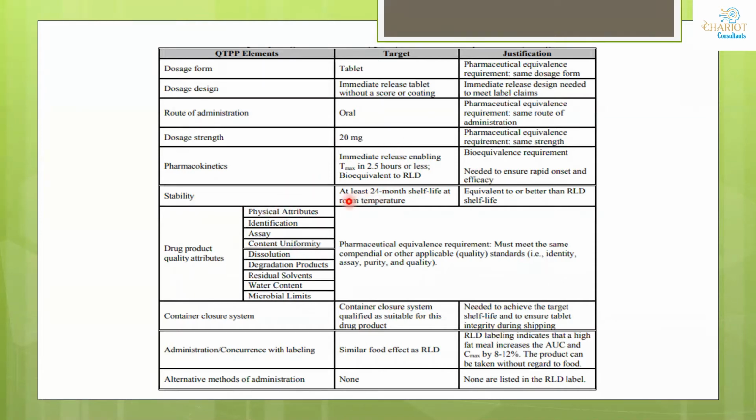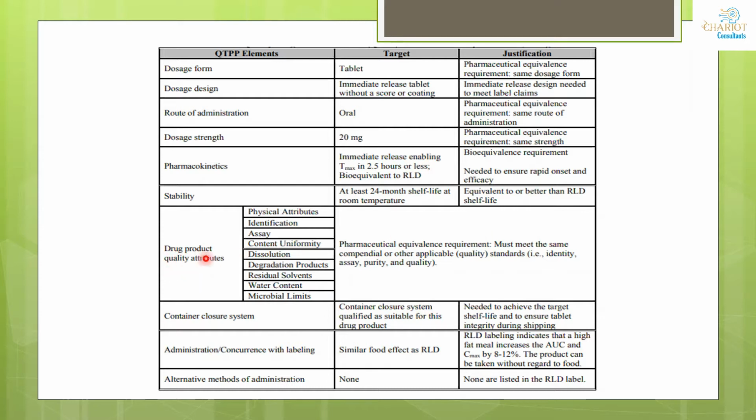Your target will be at least 24 months. So the justification is whether you can be equivalent to the shelf life that the RLD has claimed, or you can do better. For example, if the RLD is saying that my product is stable up till 24 months, but you set a target that no, I want a product which should be stable up to 36 months, you can very well do that.